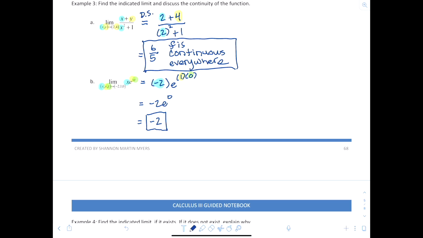And again, if f of x and y was equal to x plus y over x squared plus 1, and this one, if we call our f of x, y, and z equal to x e raised to the yz, we can say that f is continuous everywhere.